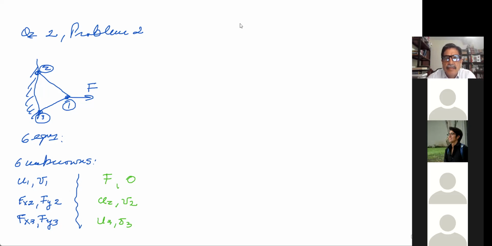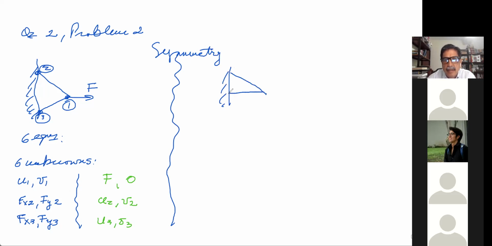Now, let's analyze using symmetry. Okay, now using symmetry, you have half of that, this and that. Let's use joint 1, joint 2, and joint 3. Again, you have 3 joints, and you have 2 degrees of freedom for every joint, right? So you have to have 6 equations. And of course, you are going to have 6 unknowns. Now, what are the 6 unknowns in this case?